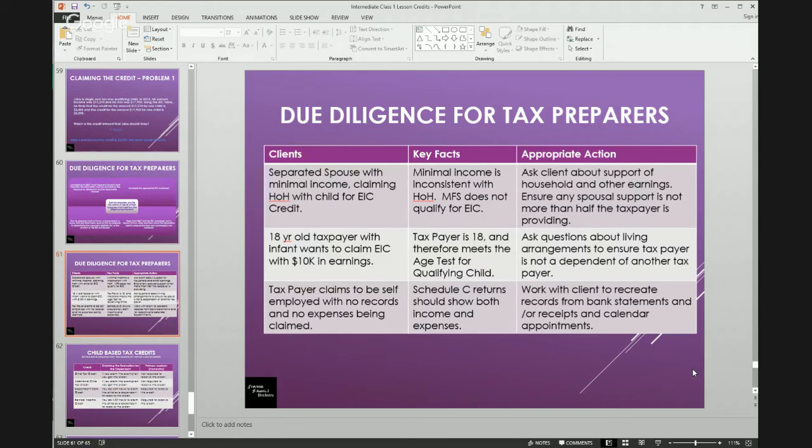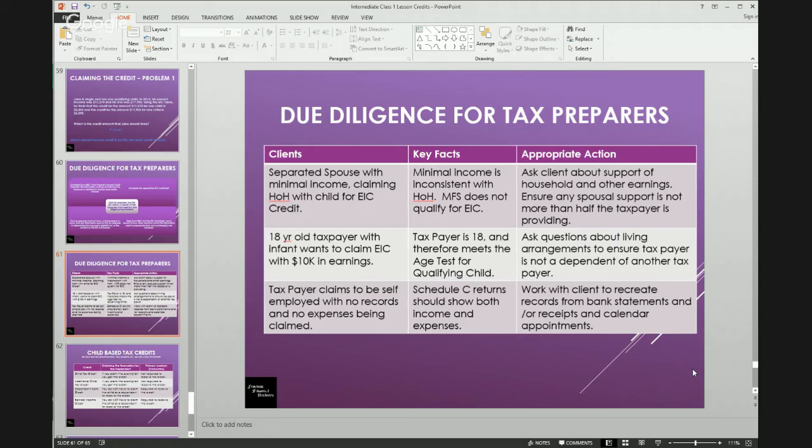Okay, we're going to look at where we are with some earned income credit, some different scenarios. So in the first one, you have clients that are separated. The spouse has minimal income and he's claiming head of household with the child for the earned income credit. Well, the fact that they've got minimal income, and minimal income is a judgment call. It's listed as minimal, so we would assume that it means minimal, $2,000, $4,000. That level of income is not consistent with being head of household. If that person is actually married filing separately, they would not qualify for the earned income credit.